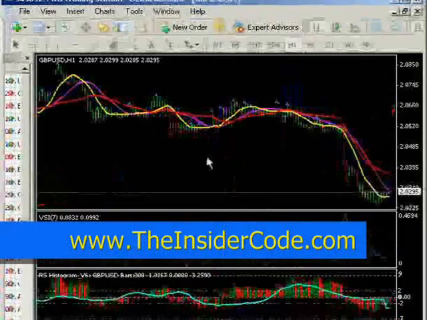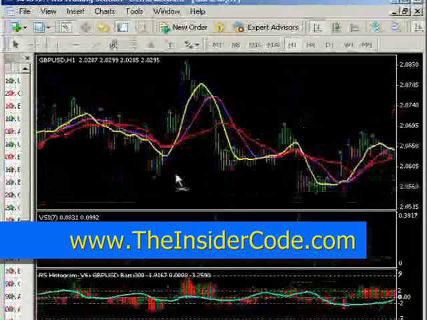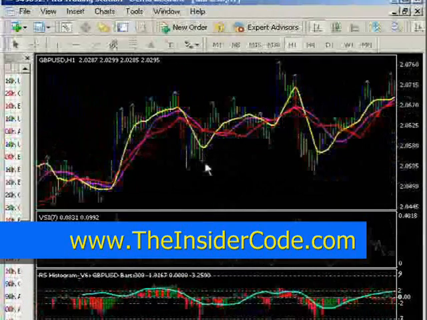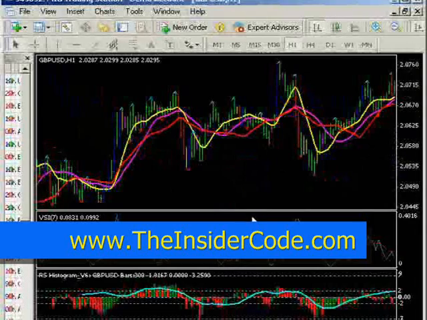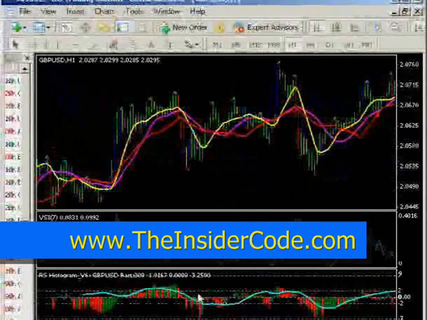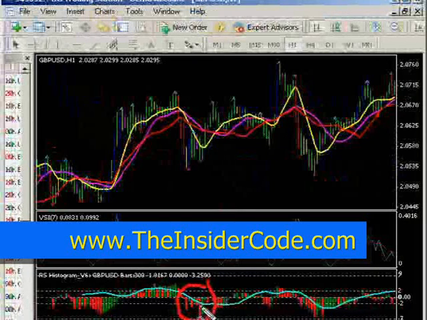You can just see it's a much different look to the histogram. I have no idea why that just jumped. There we go. Okay, this is very, very choppy, isn't it? Down here, all kinds of different lengths. It's just not as smooth.